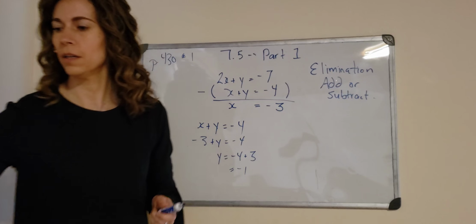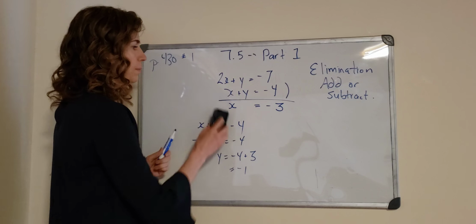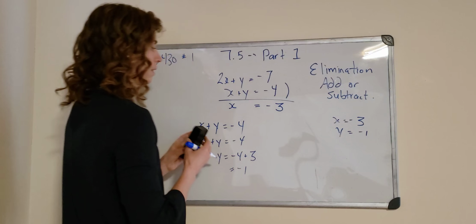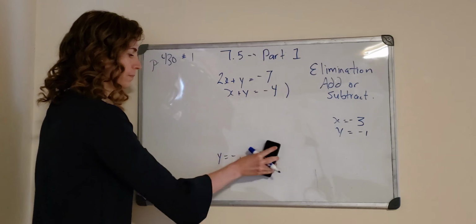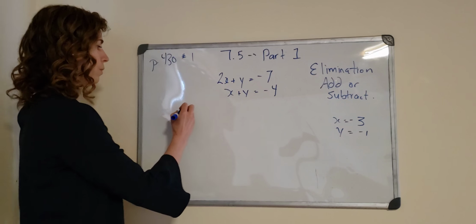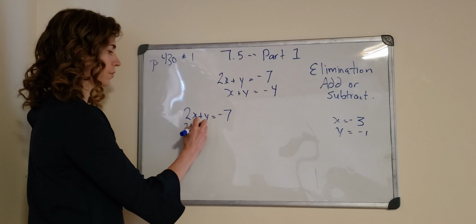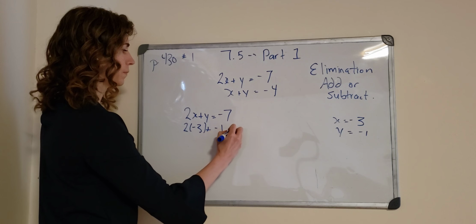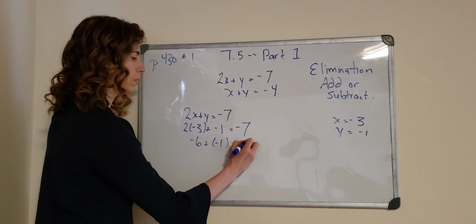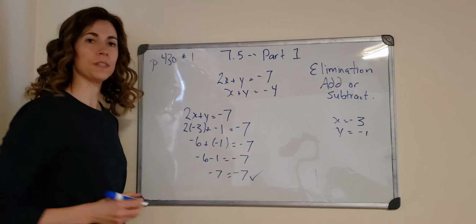Just for fun, you don't always have to do this, but let's go ahead and use those two equations at the beginning. We said x is negative 3. And let's just verify our answers. Okay, let's check them. And I've told you, if you want to check your answers, they need to work in both equations. So let's take that first one. 2x plus y equals negative 7. Let's put in our x as negative 3, our y as negative 1. Okay, 2 times negative 3 is negative 6, plus a negative 1. Okay, so far, so good. My left side equals my right side.